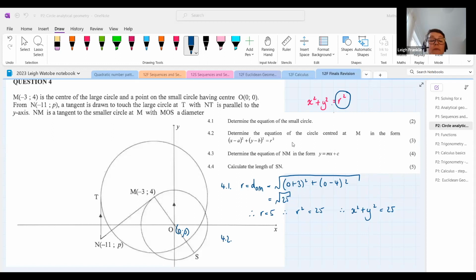All right, so now they want the equation of the large circle in that form, because it's obviously not centered at the origin. Okay, so I'm not going to tell you guys what to do. I'm going to give you a chance to try and do this on your own. You keep going.